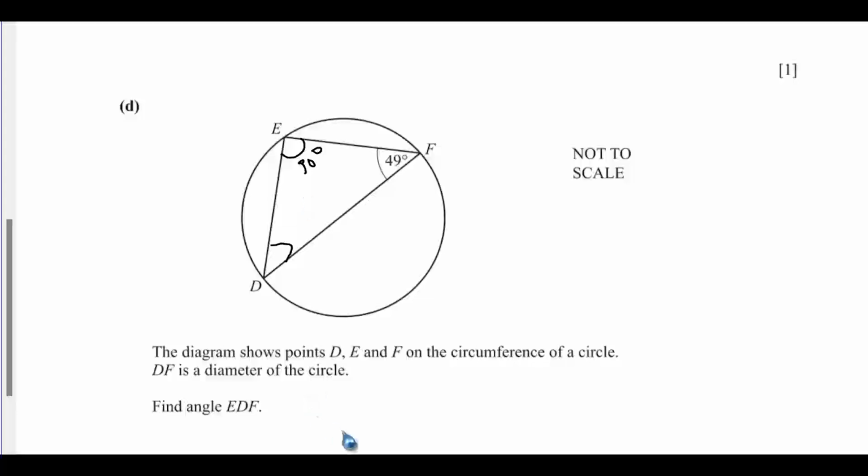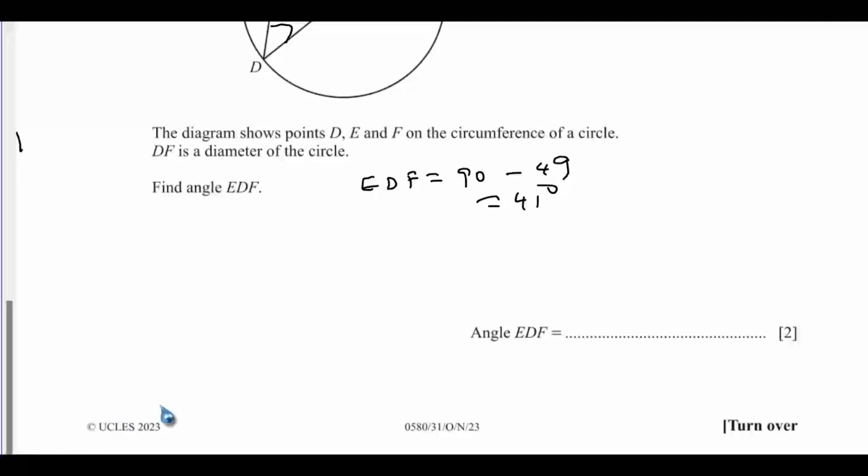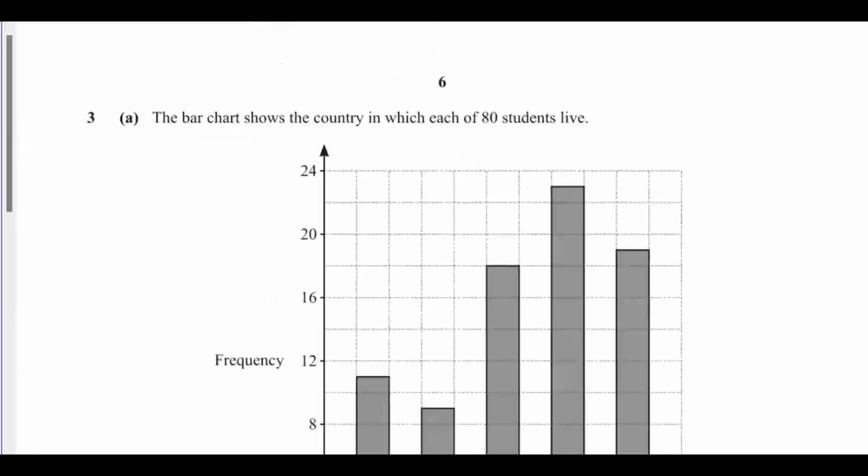So what we can do now is to say that EDF will be equal to 90 subtract 49, and that will give us 41 degrees. So that means the value of angle EDF will be equal to 41 degrees. Okay, so let's go to the next question. That will be question 3.